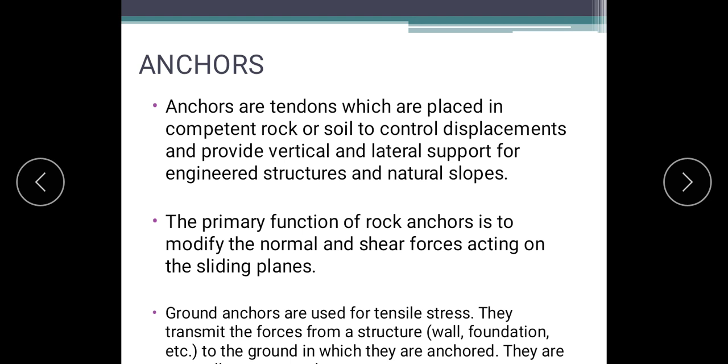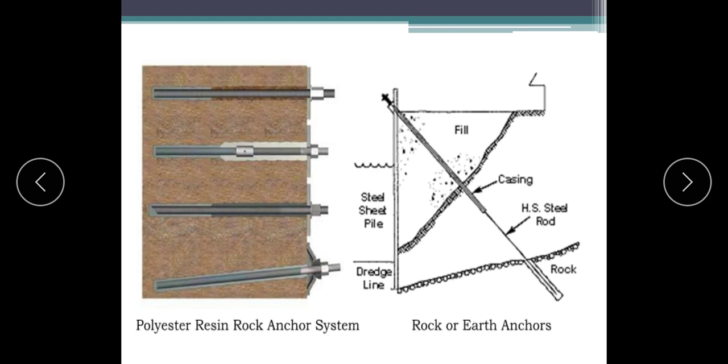The primary function of rock anchors is to modify the normal and shear forces acting on the sliding planes. Ground anchors are used for tensile stresses, especially to hold the tensile stress. They transmit the forces from a structure, that may be a wall or foundation, to the ground in which they are anchored. So this first figure shows the polyester resin rock anchor system.